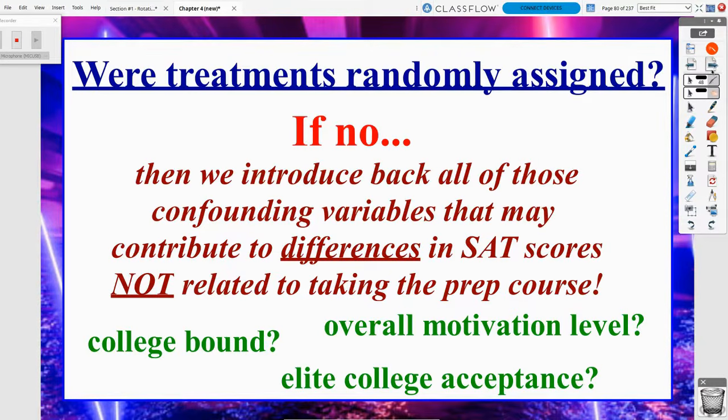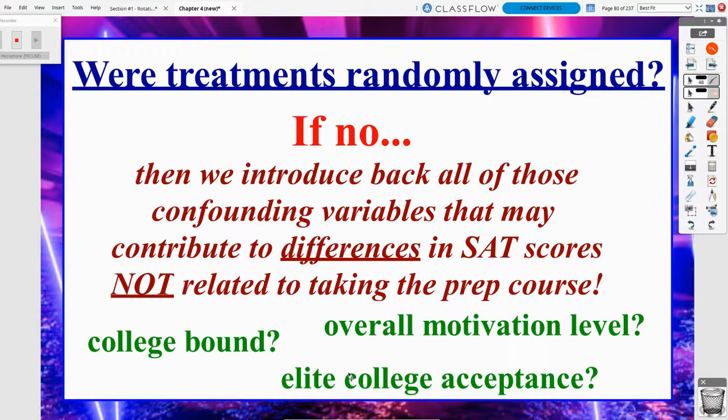And if no, then we introduce back all of those confounding variables that may contribute to differences in SAT scores not related to taking the prep course. So yeah, if we let kids decide, do you want to take the prep course or not? Again, all those students who are maybe college bound or they want a really good score to get into a certain college or maybe they're overall highly motivated, they're going to be the ones that'll take the prep course. And those that don't meet any of these criteria, they're not going to take the prep course.